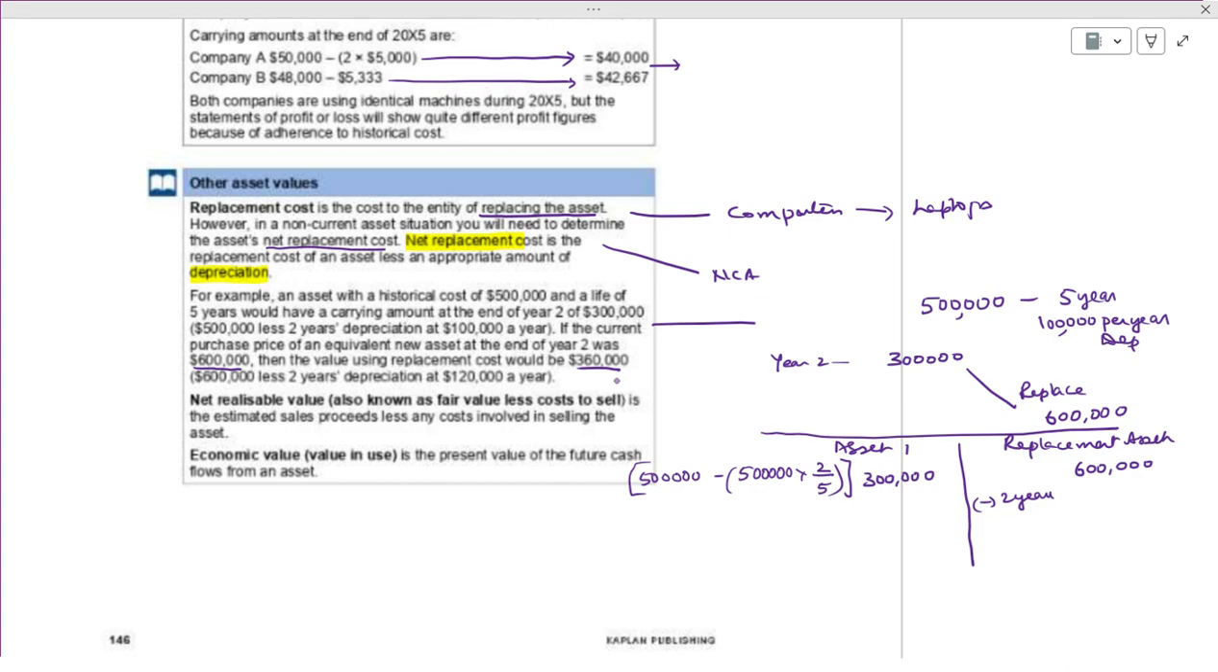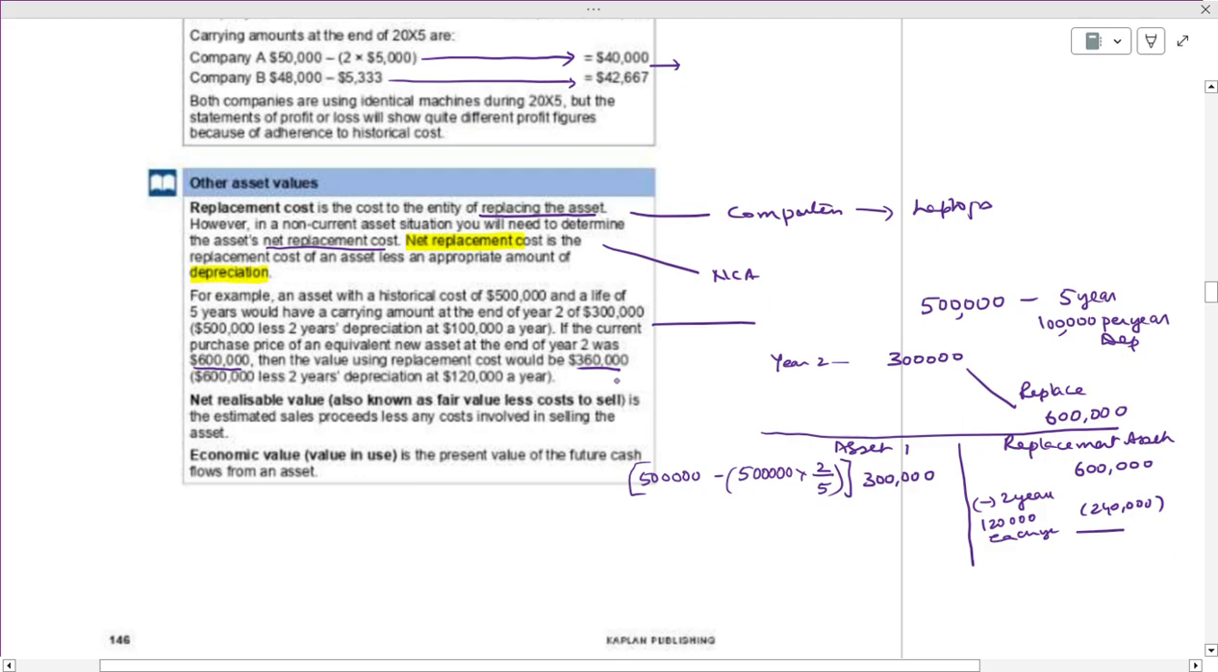Yeah, 600,000 divided by 5 is 120 per year. Each year, 120. Is it right? How much will you get? 240. Is it 240? What is the carrying amount of this after 2 years?